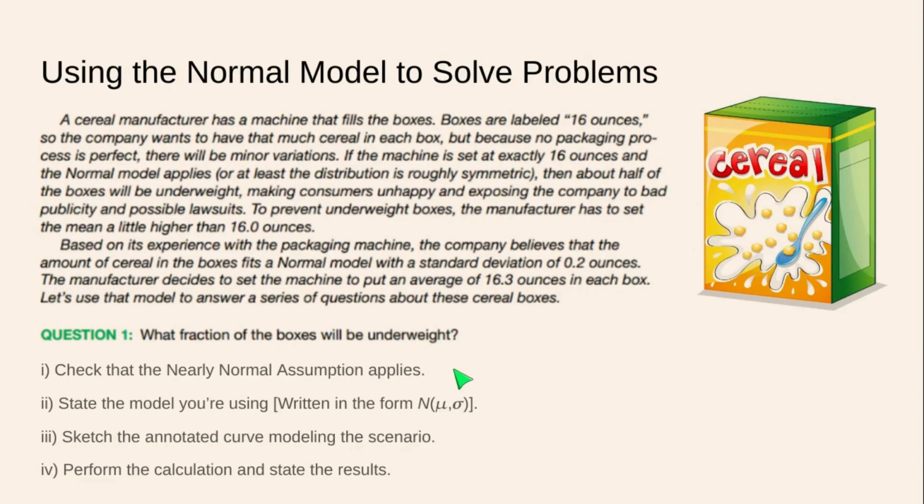Okay, so first we check to make sure the nearly normal assumption applies, and we see that pretty clearly. We see that the distribution is roughly symmetric and that the normal model applies. So we can check off that box, as it were. Then we're going to state the model we're using. This is normal, mean, and sigma. We need to figure out what the mean and the standard deviation are. Very good. Then we sketch the annotated curve modeling the scenario and perform the calculation and state the results.